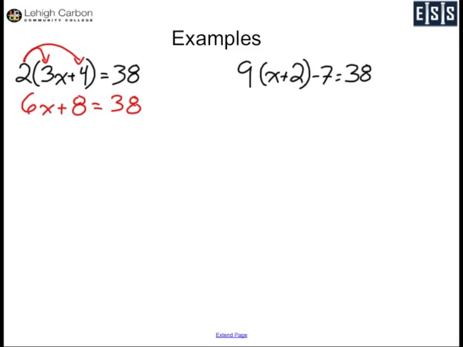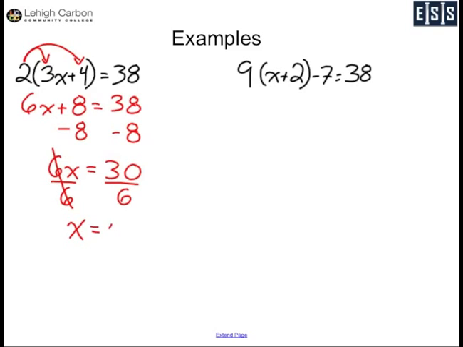Do I have like terms on either side of the equal sign? I have an x term and a constant term on the left, a constant on the right. So the answer to that is no. Do I have variables on both sides? No, I don't, so I can just solve for x now. This is a two-step equation. Subtract 8 from both sides. I get 6x equals 30. Divide both sides by 6. X equals 5.